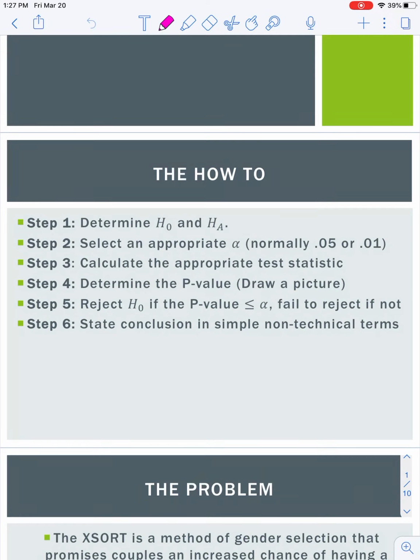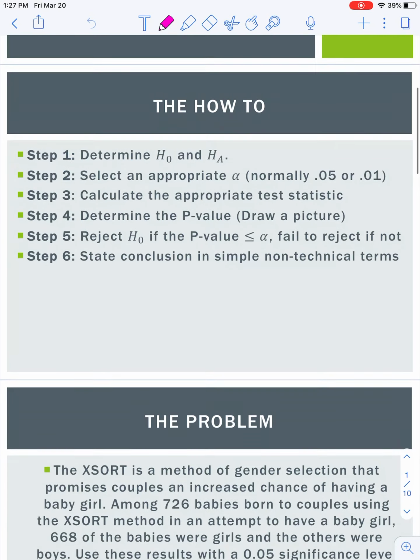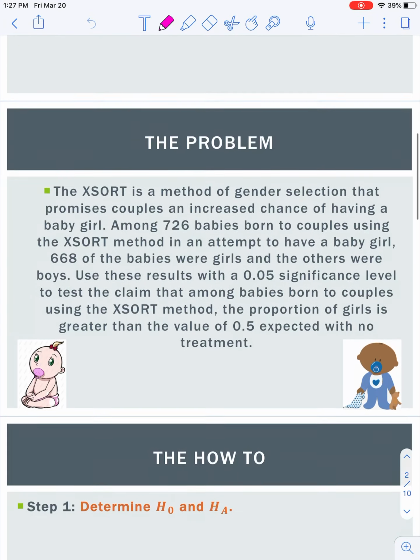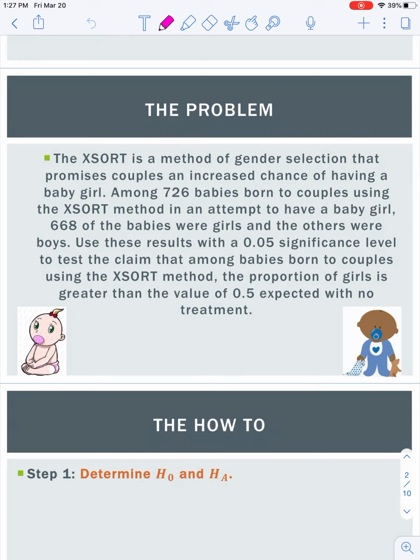Same steps we've had on every problem that we've done in this unit, basically, since L2. We find our hypotheses, we set the significance level, we find the test statistic, find the p-value, make a conclusion, and then state that conclusion in non-technical terms. Okay, so we're going to go after this XSort method problem.